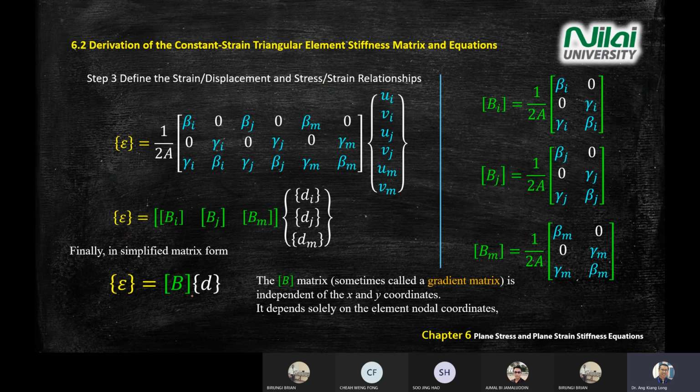So at this point, it is important that you understand what is the B matrix. The B matrix consists of BI, BJ, BM. What is BI? You refer to these slides. BI equals this matrix form. BJ equals this matrix form. BM equals this matrix form. The detailed derivation you can refer to my slides.